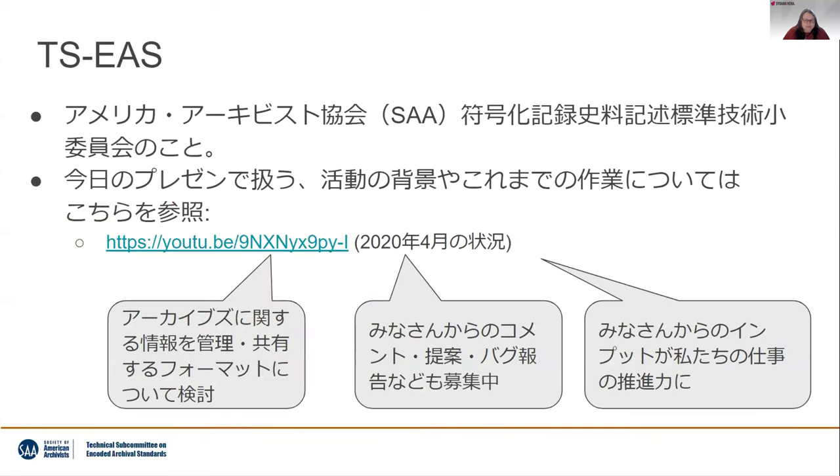So TS-EAS is the, we love acronyms in what we're working with. TS-EAS is the Technical Subcommittee on Encoded Archival Standards at the Society of American Archivists, SAA. You will hear a lot of acronyms, but those are the main ones for us. We have made a presentation about what TS-EAS is available on YouTube already. It's from 2020, but it's still valid. So in short, we are the ones who take care of the formats you use for managing and sharing archival information. And we are relying on you as users to do revisions and work with the standards. And you are the reason why we do this.